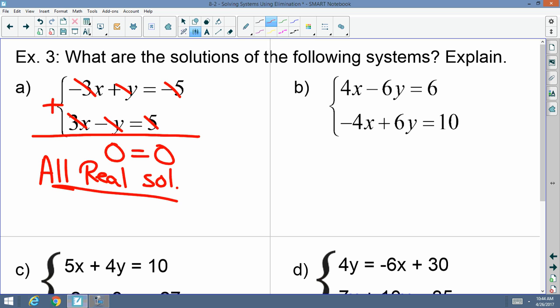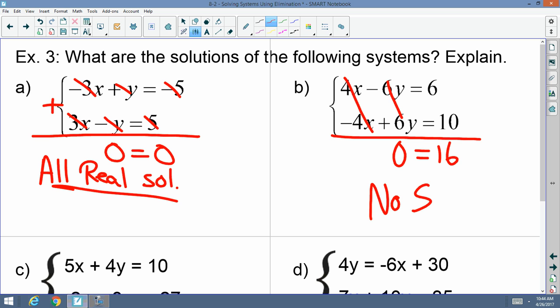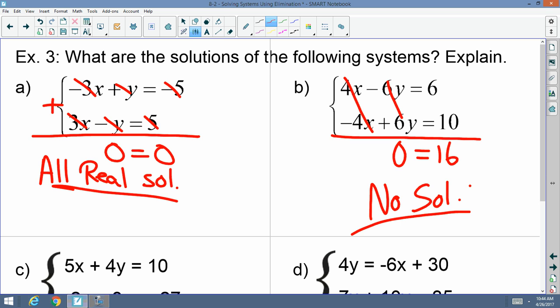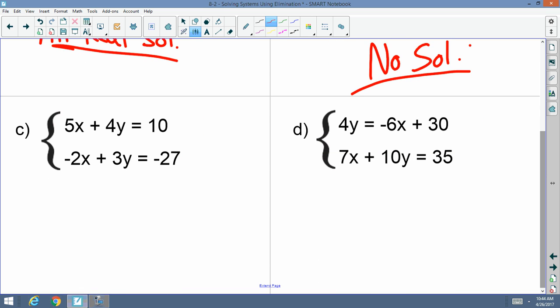How about B? No solution. That's a 0 equals 16. Is that a true statement? So false statements are no solution. Very good. Did I skip some? No, I did not. Okay. We're good. Next. Who do you want to get rid of?